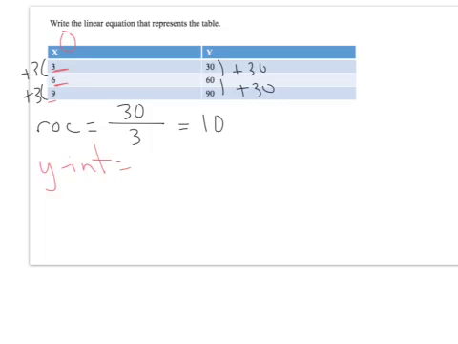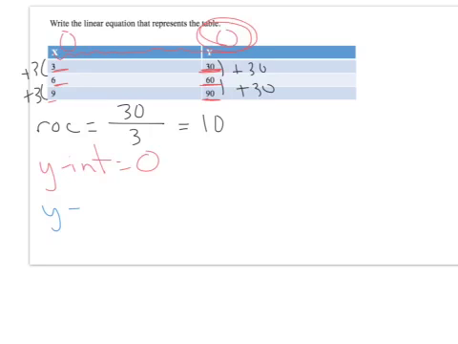So on our y side, we're going to do the same thing. We're going to go backwards. 90 minus 30 gives us the 60. 60 minus 30 gives us that 30. And then 30 minus 30 will give us a 0. So across from the x equals 0, y is also equal to 0.